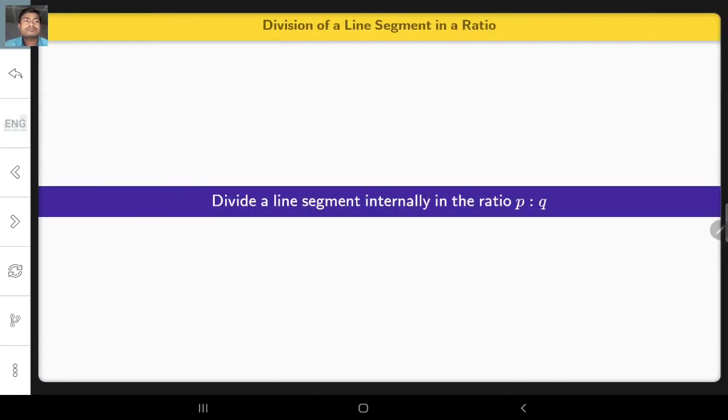Division of a line segment in a ratio. To divide a line segment in a specified ratio without measuring the actual length, we will use the method discussed here, based on the theorem of proportionality and the concept of similar triangles. Let's see the steps to divide a line segment internally in the ratio P is to Q, where both P and Q are positive integers.